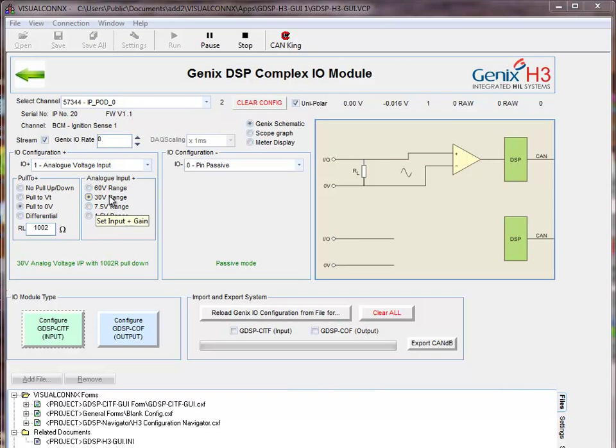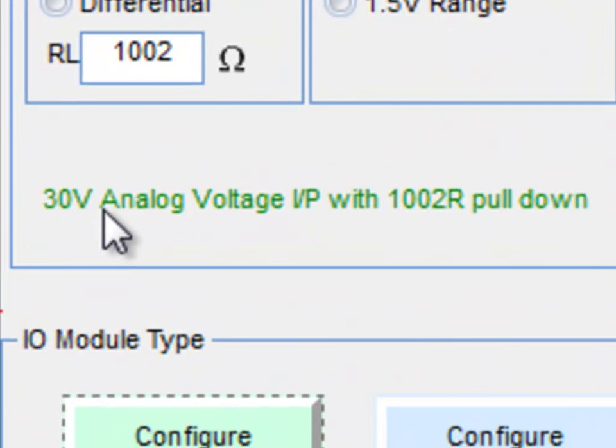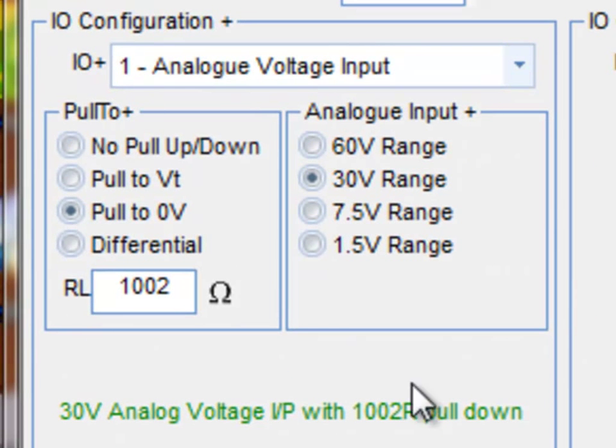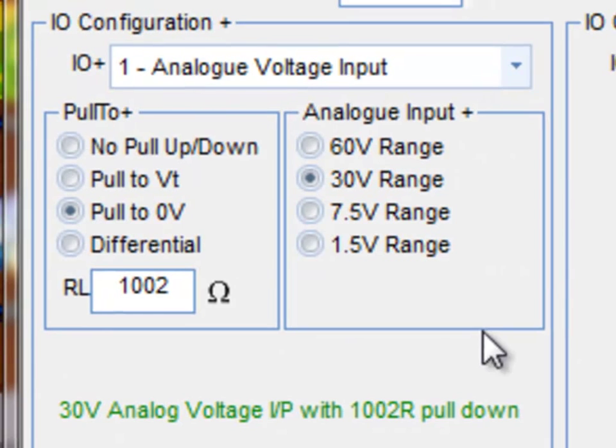Note that when we've changed our range, at the bottom of this frame we get a message telling us the configuration we've chosen. So here it says 30 volt analog voltage input with 1002 ohms pull down. So this summarizes the mode that we've currently chosen here.